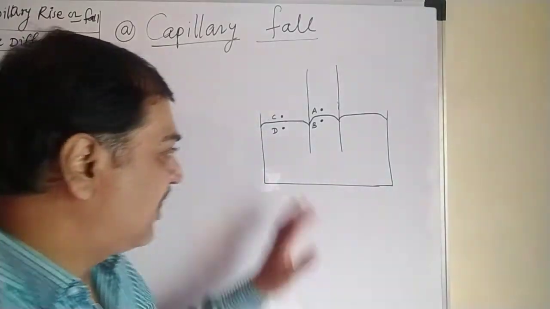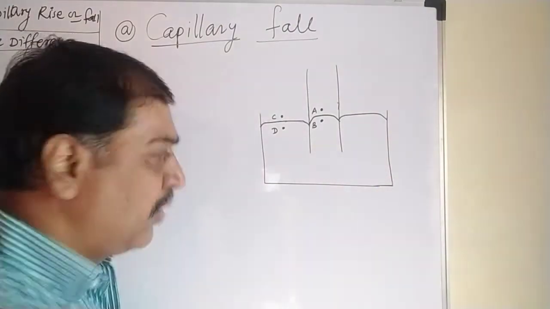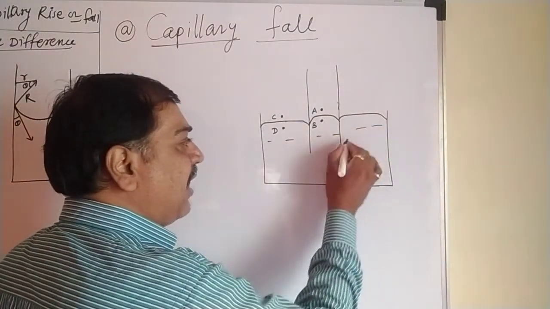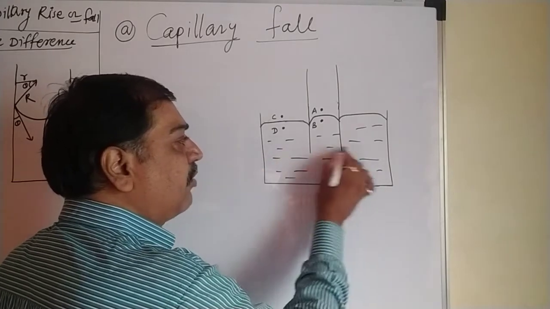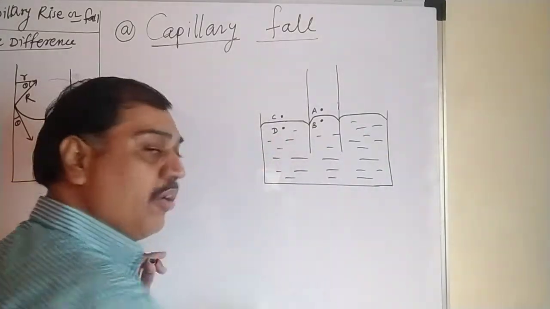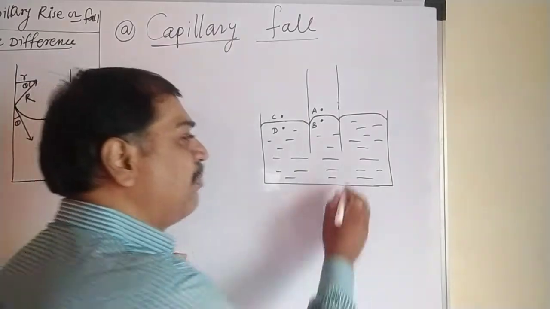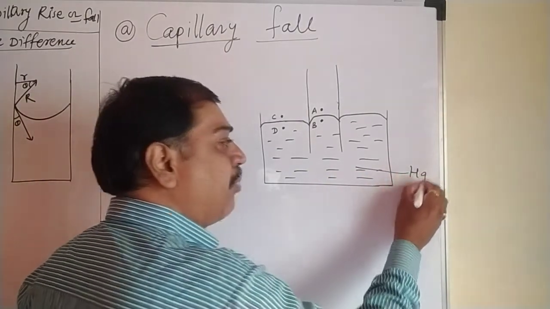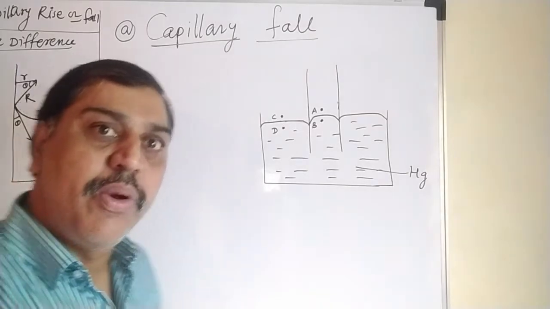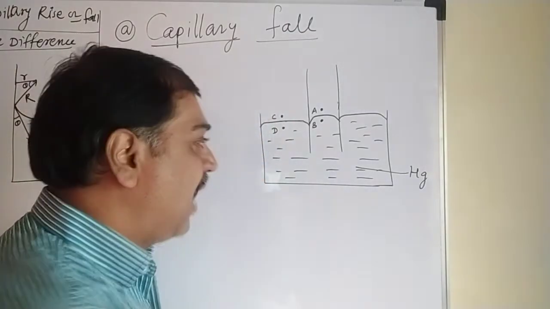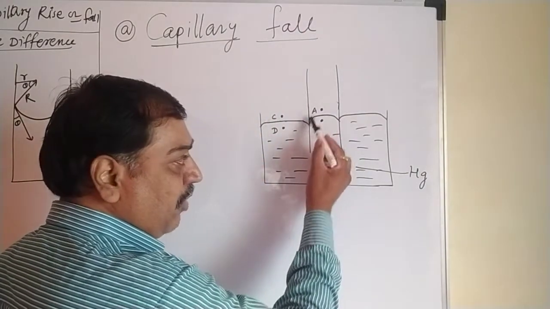For that, let us consider a beaker we have taken. Suppose the liquid in this beaker is one which cannot wet the solid completely, just like mercury. We know that when we put mercury, the cohesive forces are very much stronger, so at the top we get a convex part.